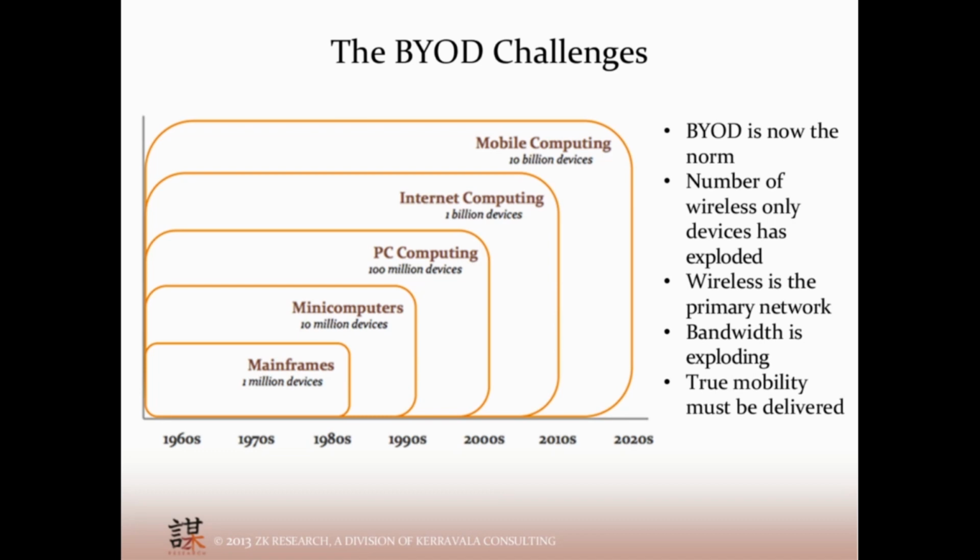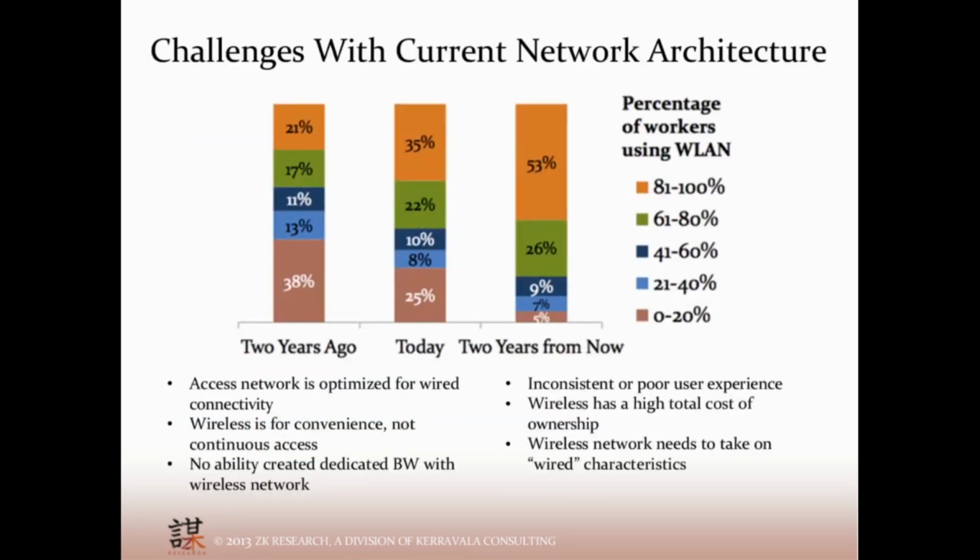And you can see here the number of connected devices in aggregate is going to grow about an order of magnitude. Now, when you look at the current architecture, this is a study I did showing the growth of wireless devices: within 2 years, 53% of organizations expect 80+% of the workers to use the wireless LAN as their primary network, and just 2 years ago it was 21%. So you're looking at about a 2.5x increase in the number of workers expecting wireless to be there.